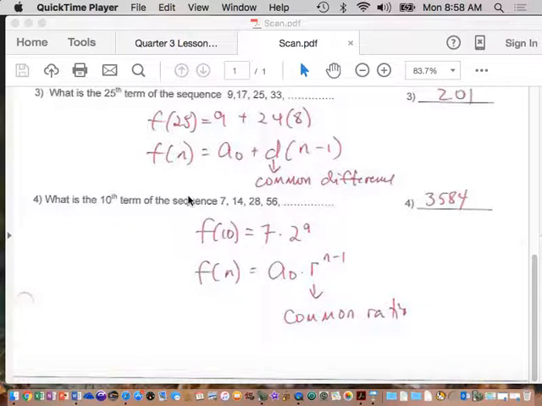So I want the 10th term, so the exponent is 9. And then I have to multiply by that 7 to start with. So it's 7 times 2 to the 9th, which is 3,584. AJ? Is that supposed to be an r? Yes. Okay.